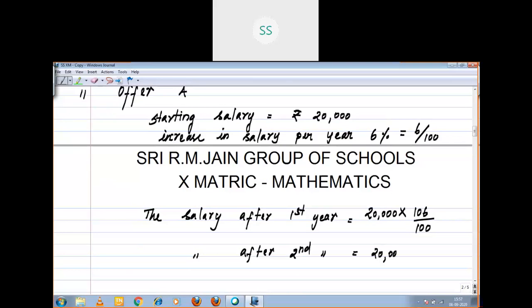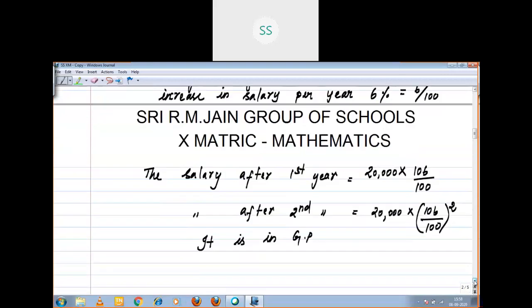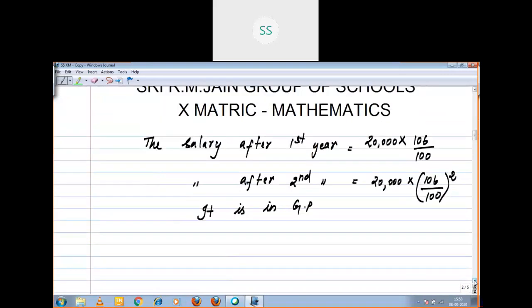20,000 into, this is your R, right? 106 by 100, the whole square. Now, it is in GP. So, what is your A, children? Fixed salary, 20,000 they said, right? A equal to 20,000, R equal to 106 by 100.